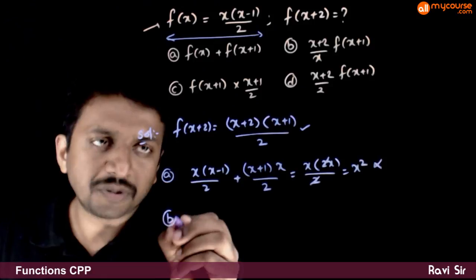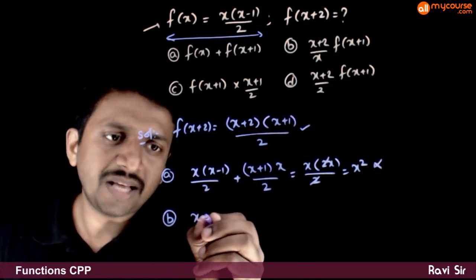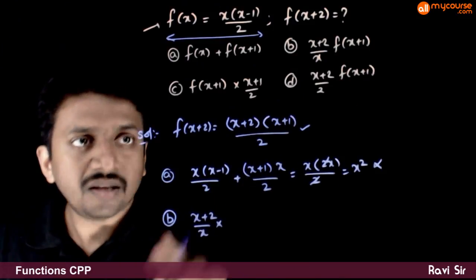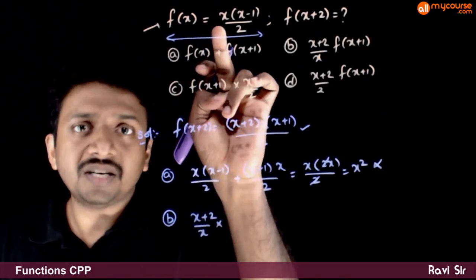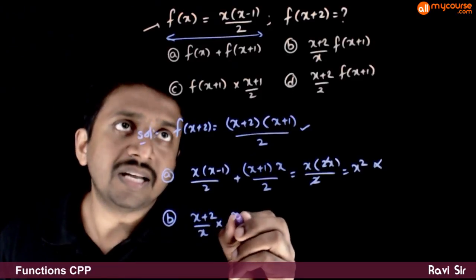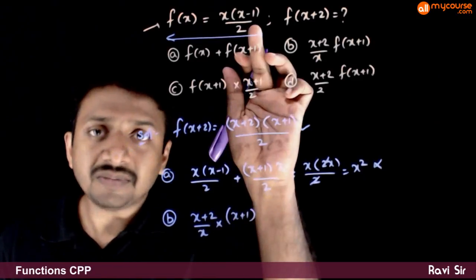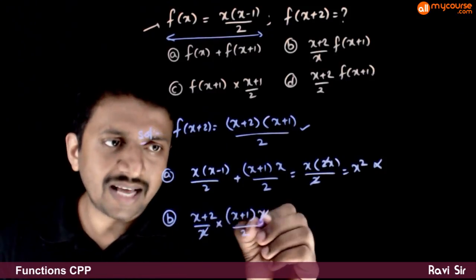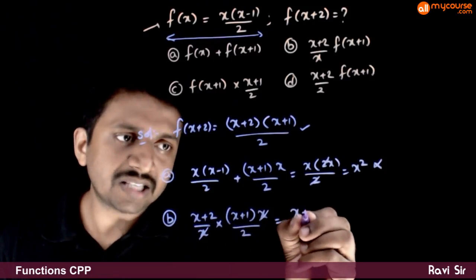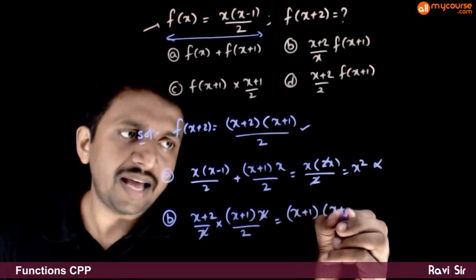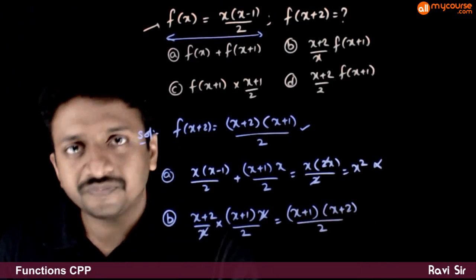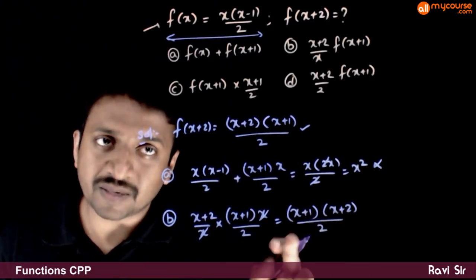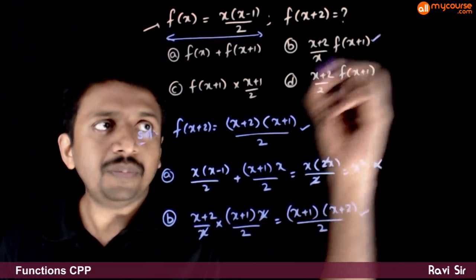If you go to the second option, (x + 2)/x times f(x + 1). f(x + 1) is nothing but you just need to put x + 1 in the place of x. That is (x + 1)(x + 1 − 1)/2, which is (x + 1)x/2. So if x and x get cancelled, this is equal to (x + 1)(x + 2)/2. So (x + 1)(x + 2)/2, (x + 1)(x + 2)/2. So option B is the right answer.